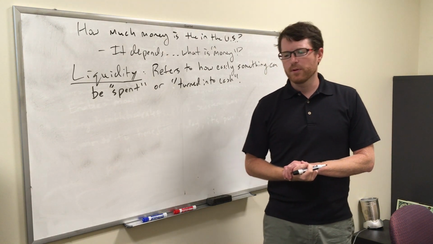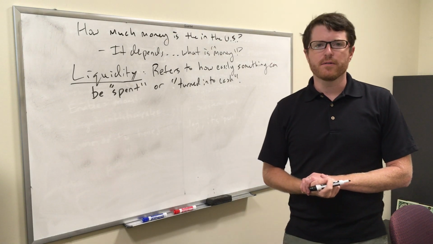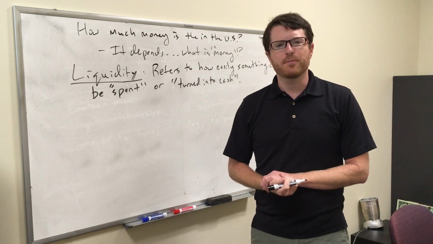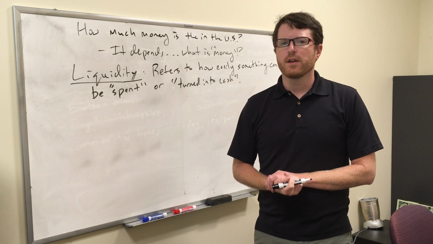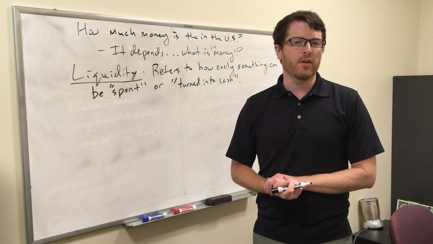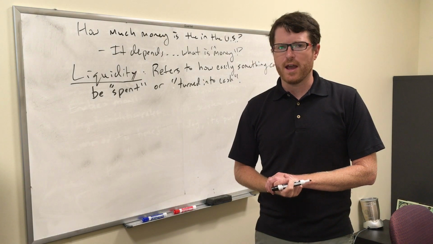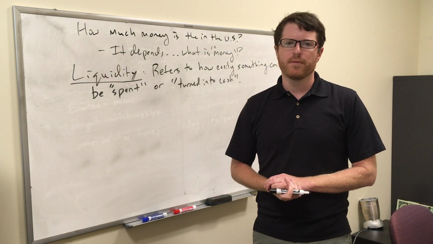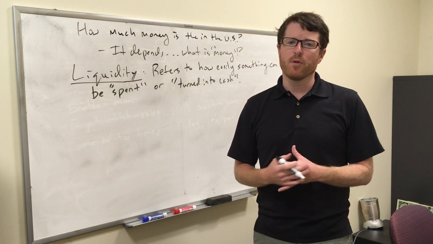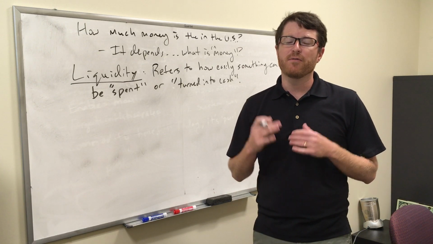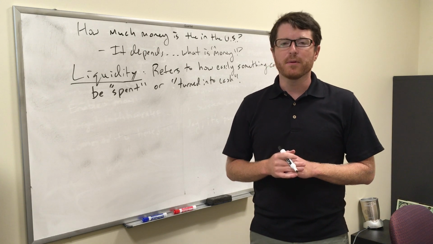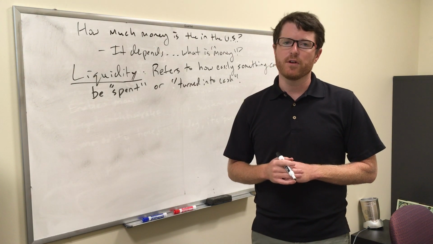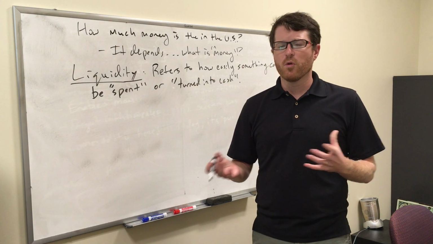So, for example, an iPhone has value, and it's not especially liquid. Meaning, if I have an iPhone that's worth $400, it may take me a few days to turn that iPhone into $400 cash. So it's not very liquid. A house may be worth $300,000, but it's very illiquid. If you wanted to sell that house for $300,000, it would probably take you at least a couple of months to do so. So some things are more liquid than others.